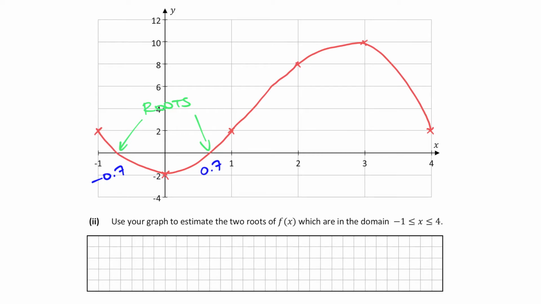Okay. So the roots would be approximately, and we use those squiggly equal signs as approximately, minus 0.7 and plus 0.7. And that again would have got you another 5 marks. So far we're up to 20 marks on that question.